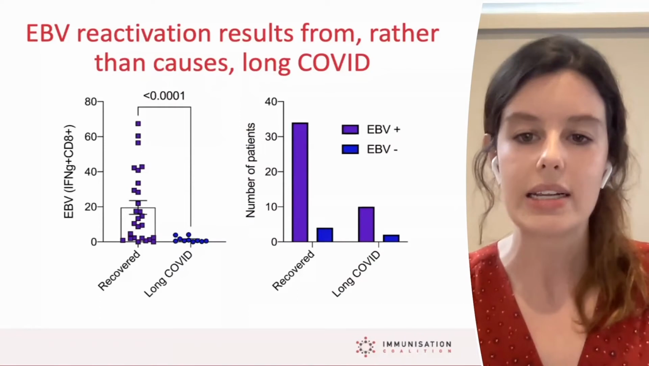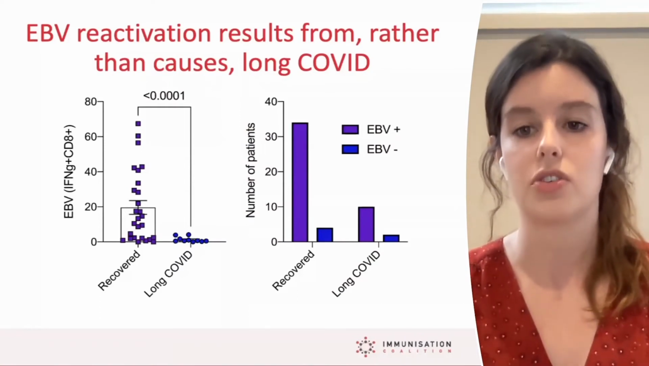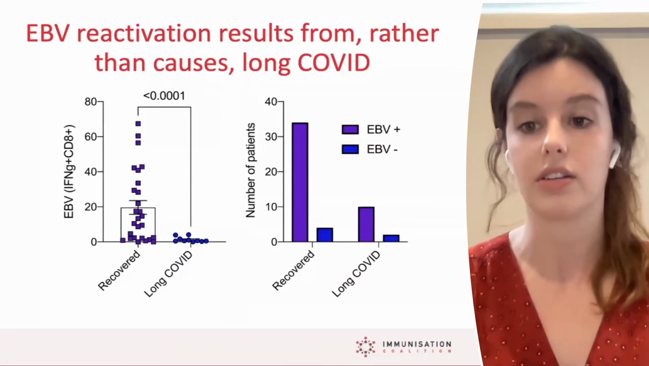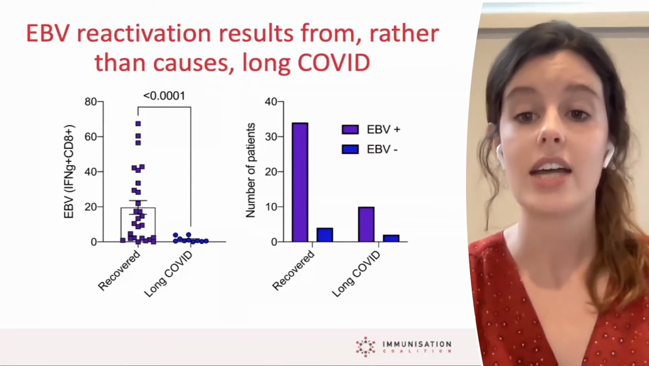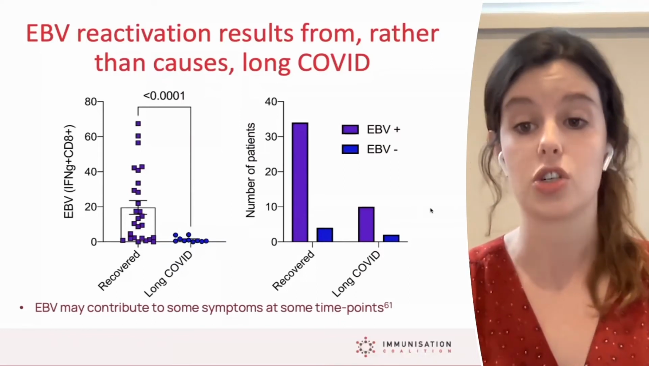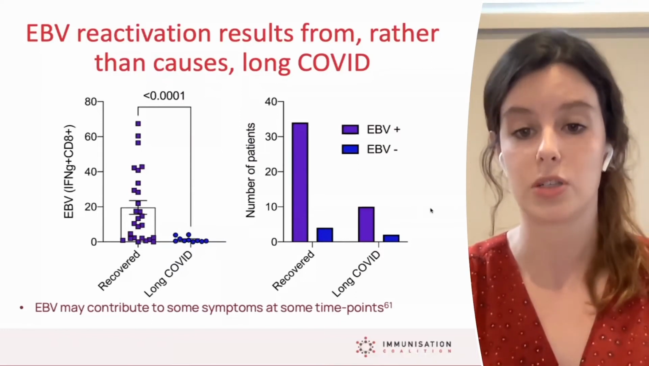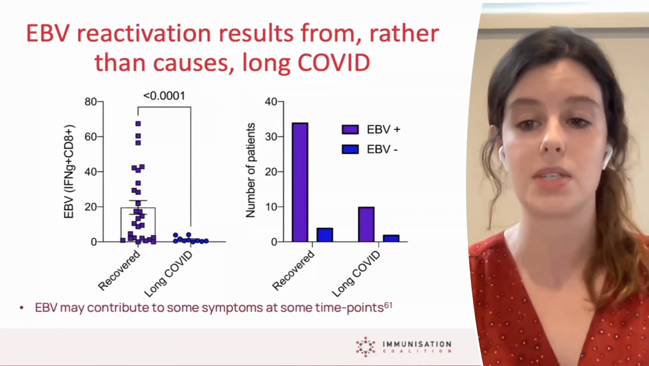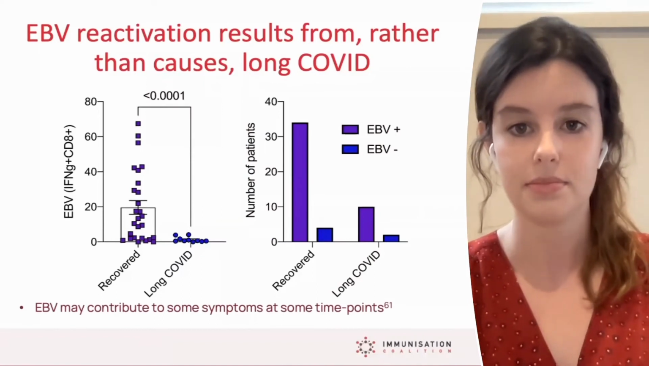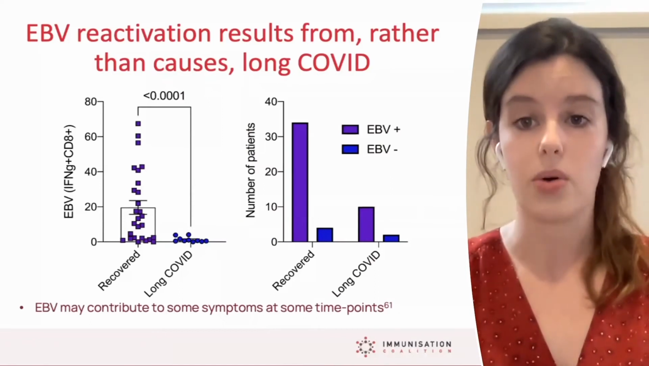Rather, it seems more likely that the reemergence of this latent virus due to SARS-CoV-2 immune dysregulation is more of an effect rather than the cause of long COVID. And actually, a study has just been published in Cell showing that EBV reactivation during acute COVID-19 may be responsible for some specific symptoms, but not others, and just at specific early time points. So what is the cause?